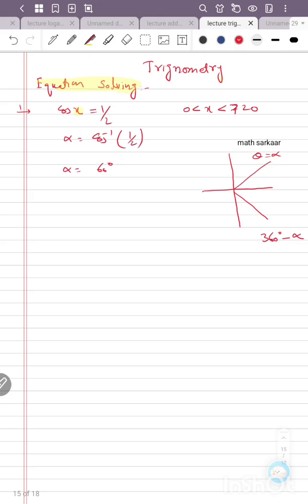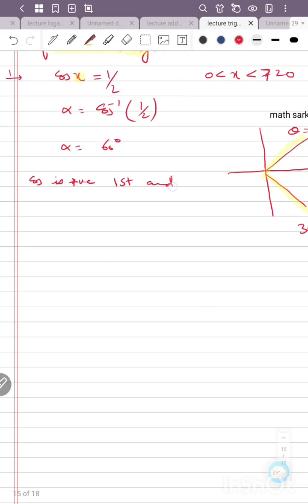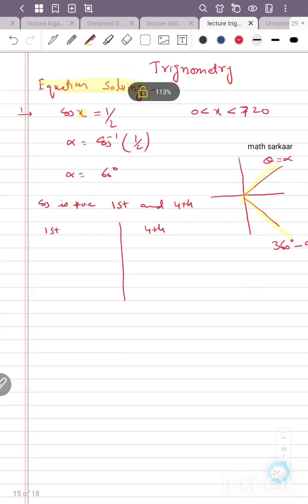Now we know that cos is positive in the first quadrant and the fourth quadrant. For the first quadrant and the fourth quadrant, for the first quadrant we get theta equal to alpha. It means x equals 60 degrees.